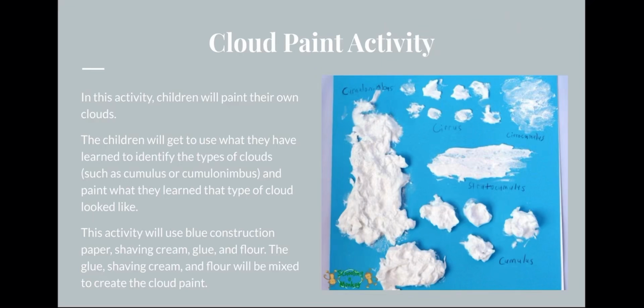Like in this picture, it shows a cumulonimbus cloud is a very large cloud. But this paint is made of shaving cream, glue, and flour. You mix it all together, and that makes it a very fluffy paint that sticks to the paper.